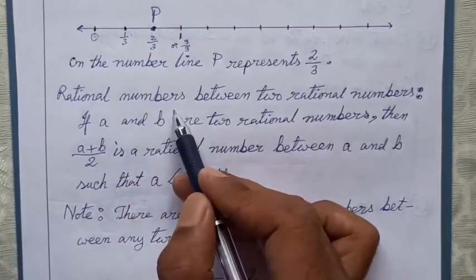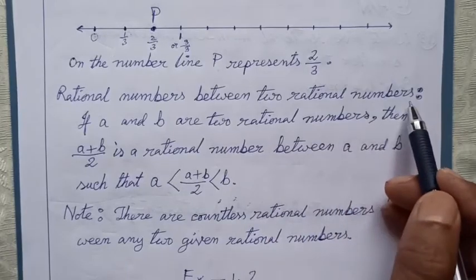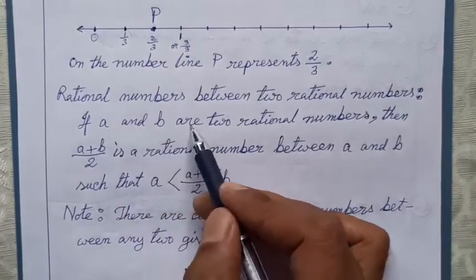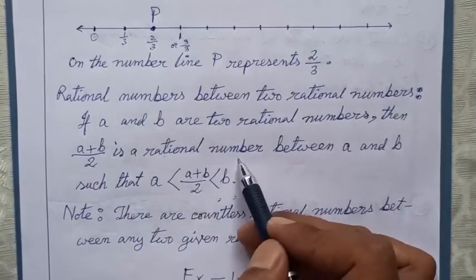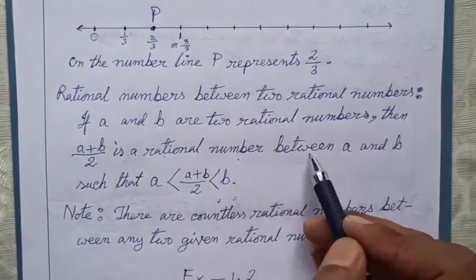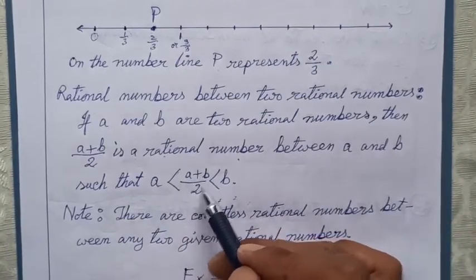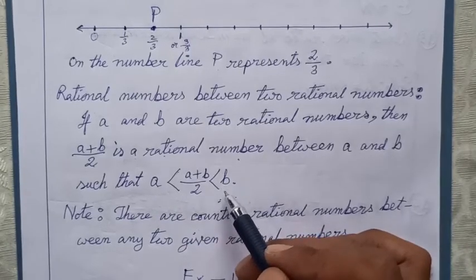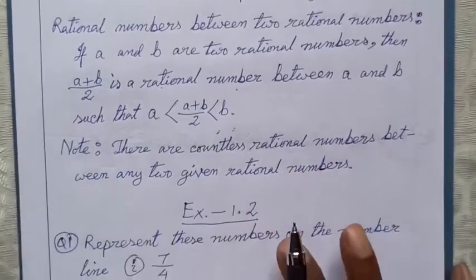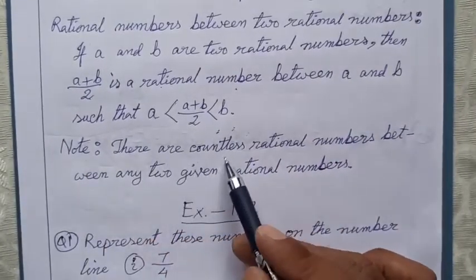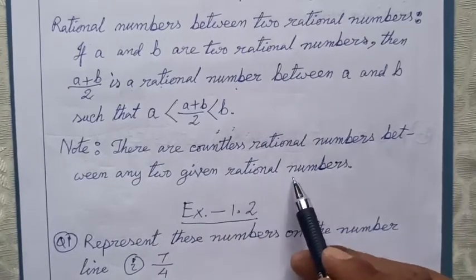Rational numbers between two rational numbers. If A and B are two rational numbers, then A plus B by 2 is a rational number between A and B, such that A is less than A plus B by 2 is less than B, and this is same as what I have told before. Now, note, there are countless rational numbers between any two given rational numbers.